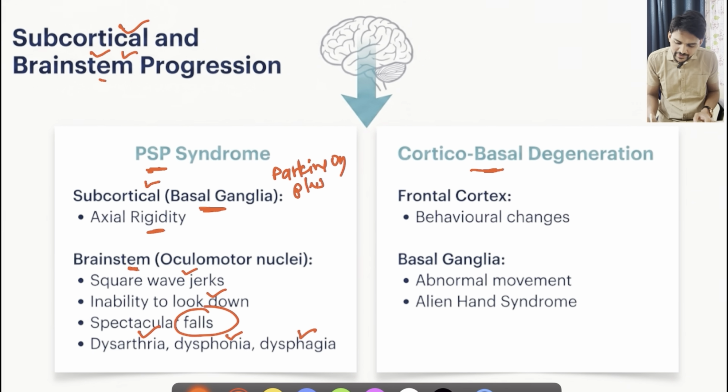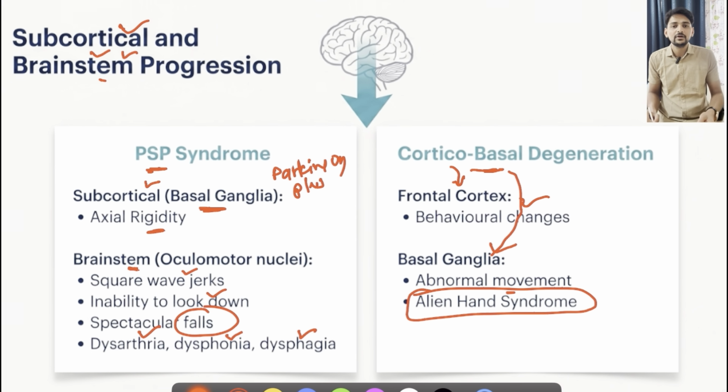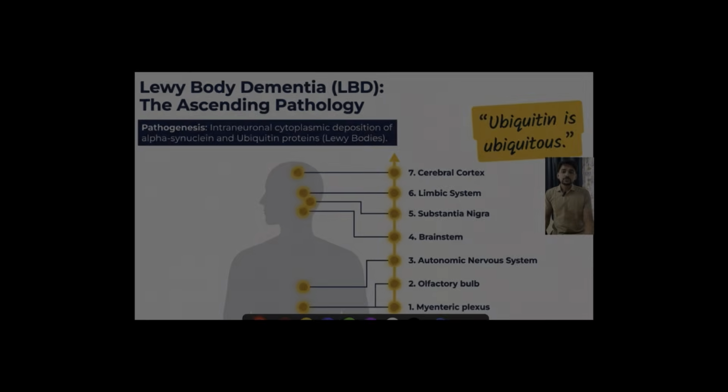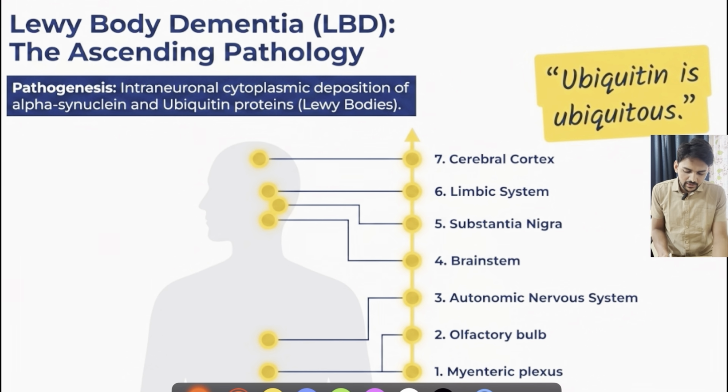Whereas in corticobasal degeneration, as the name indicates, cortical, that is frontal cortex degeneration will lead to behavioral changes. This was there in frontotemporal dementia as well. But here, particularly, it will progress to involve basal ganglia, again leading to abnormal movements. One example is alien hand syndrome, you might have heard, where the individual might be having some abnormal movements of the hand. It is quite an interesting syndrome which you can read about. Next, we will see regarding Lewy body dementia.